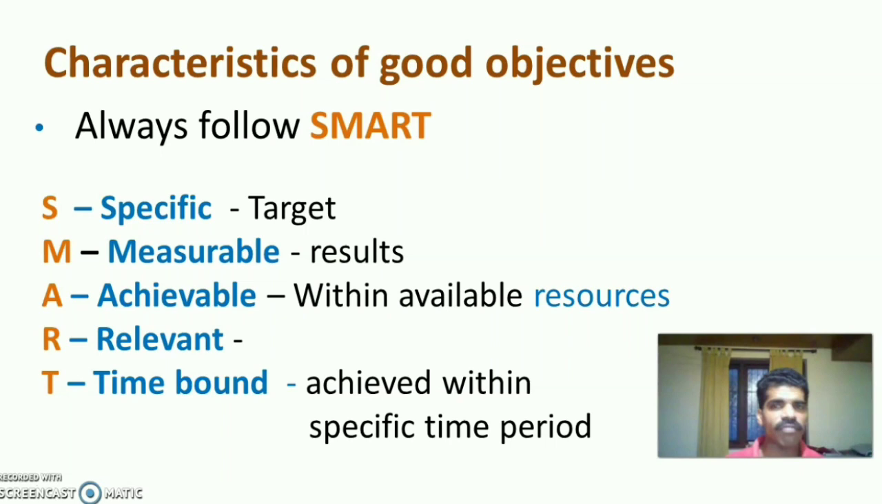The characteristics of good objectives always follow SMART. S stands for specific, that is it sets the target. M stands for measurable, the result has to be measurable. A stands for achievable within the available resources. R stands for relevant. And T stands for time bound, achieved within the specific time period. So the characteristics of a good objective always follow SMART: specific, measurable, achievable, relevant and time bound.